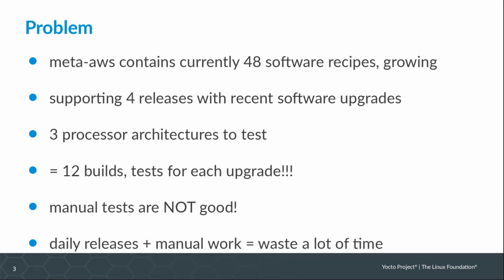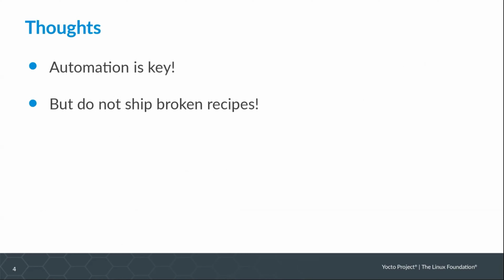So as we all know, manual tests are not good. Daily releases and that manual work, it's a lot of time if you have to do it daily manually. So we have thoughts on these problems, and the solution is automation, but we don't want to ship broken recipes. So if we do an upgrade, we have to test them before we commit and release them.